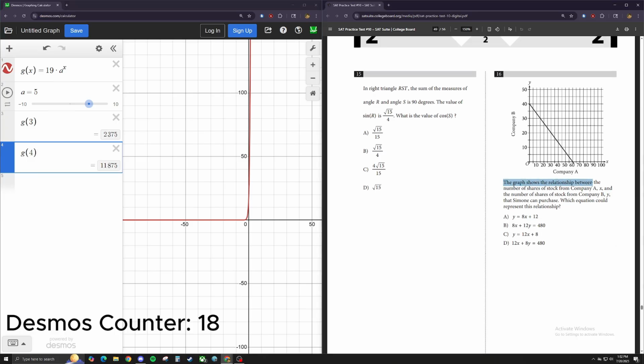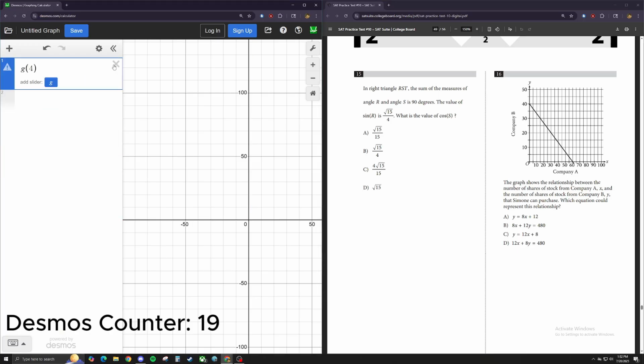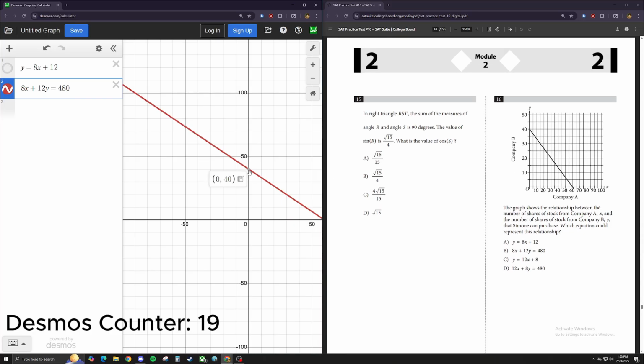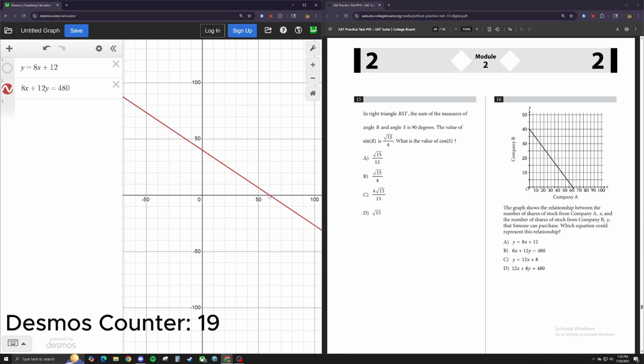So 16, you could brute force this also. What equation represents this line that they give you? So you can just type every answer in again and just see which one matches. 8x plus 12, it's definitely not this one. And it's like 8x plus 12y equals 480. And so at 0, you're at 40. And then at 60, you're at 0. So it's this one. It's B.